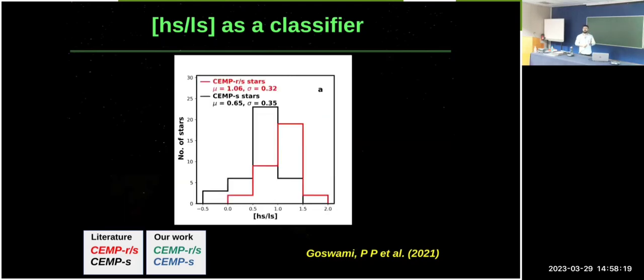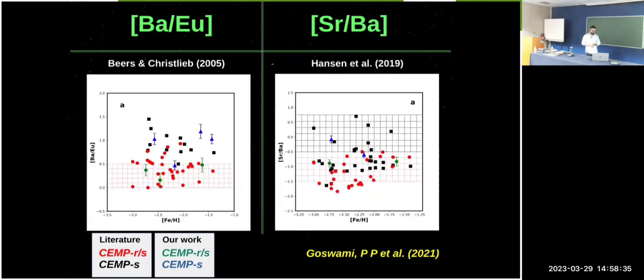Then when we plotted the histogram of HS by LS for CEMP-s and CEMP-r/s stars, we found that although they peak at different values of HS by LS, there is a clear overlap from 0 to 1.5. So HS by LS cannot be used as a classifier of CEMP-s and CEMP-r/s stars.